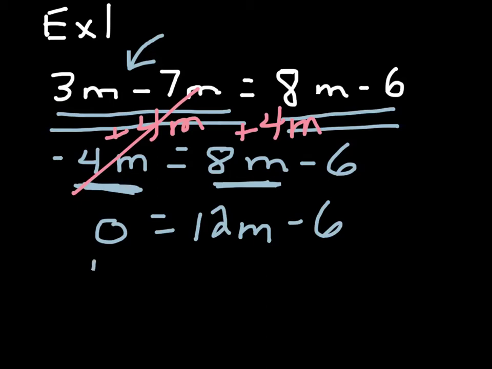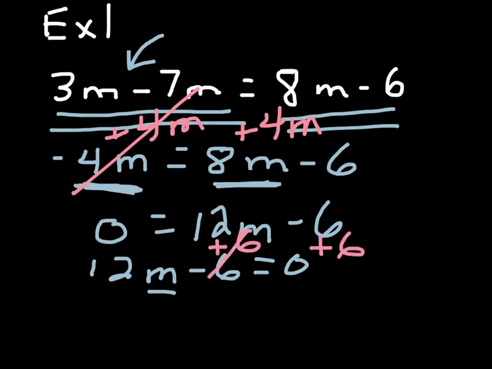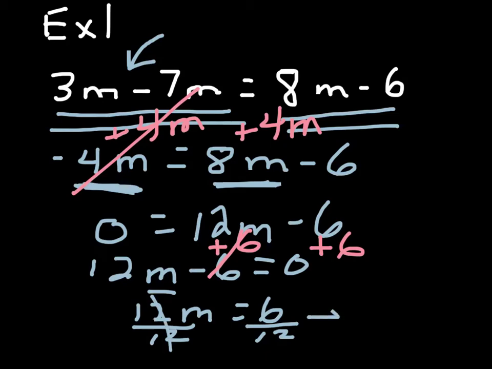Now I can flip the two sides around if you want to and write this as 12m minus 6 equals 0. Now let's solve it for m. They're subtracting 6, so we're going to add 6 to both sides. Cancels. So I have 12m is equal to 6. Now let's see, they're multiplying by 12, so I'm going to divide by 12. The 12's cancel, and I have m left on the left side. Now what's 6 divided by 12? No, it's not 2. 12 divided by 6 is 2. It's a half. So m is equal to 1/2.